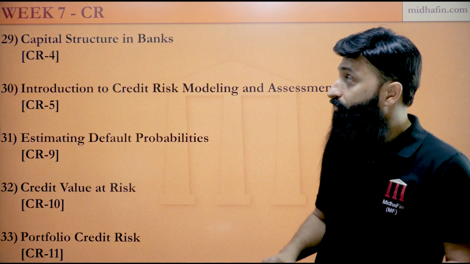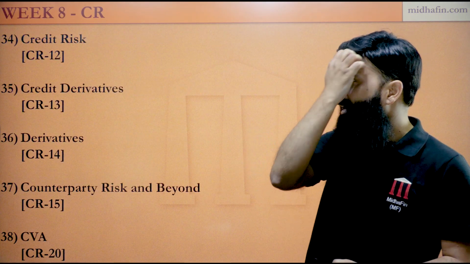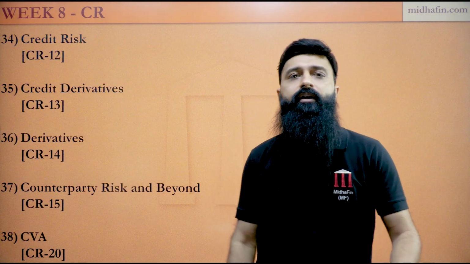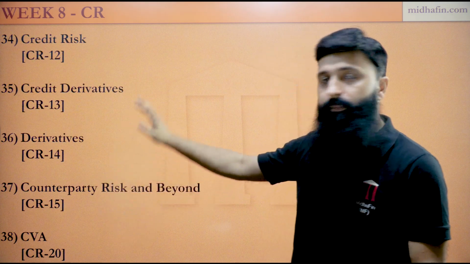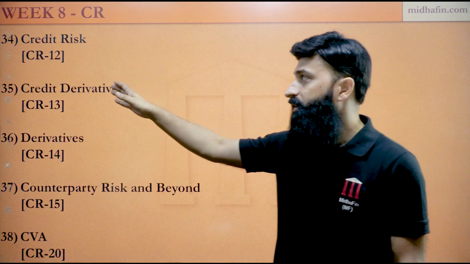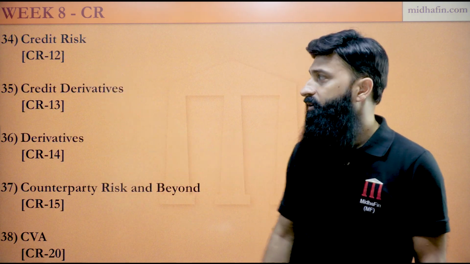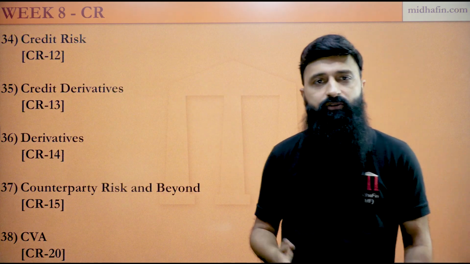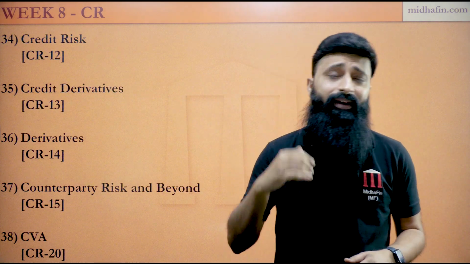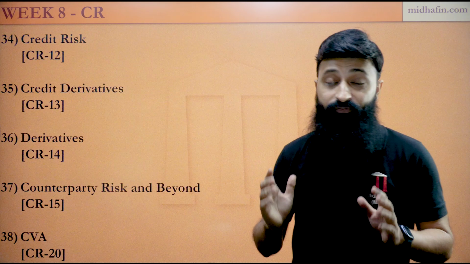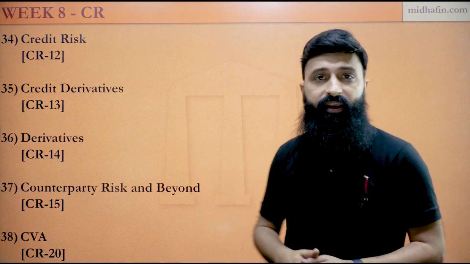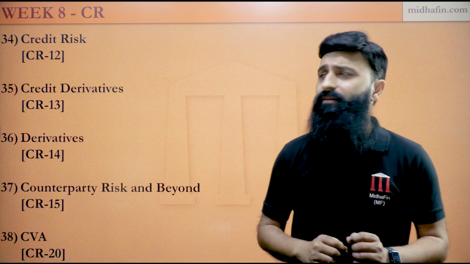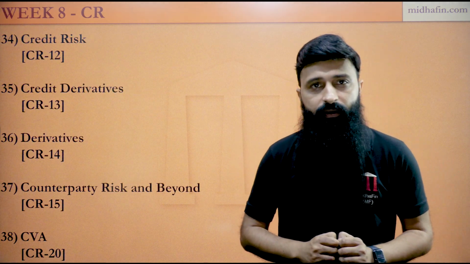Now let's come to week 8. Week 8, again, we do credit risk. In this week, we have 5 chapters. We start with credit risk, CR12. It assesses the credit risks of derivatives mainly. It defines CVA, which is a very important concept in part 2 and in the industry as well, and DVA, and it discusses various credit risk mitigants.